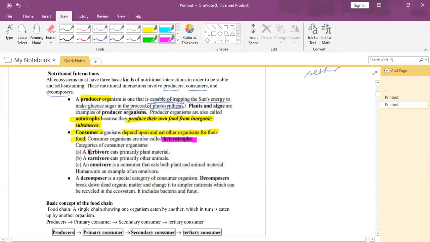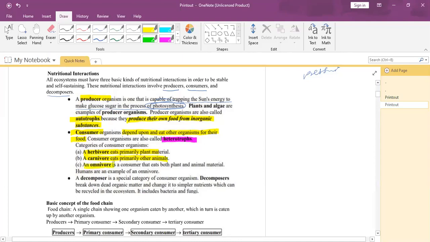There are three categories of consumers. The first one is the herbivore. Herbivore, like from the word herb, so it feeds on plant material. And they have carnivore. Carnivore, as we know, they eat other animals. So carnivore, other animals.